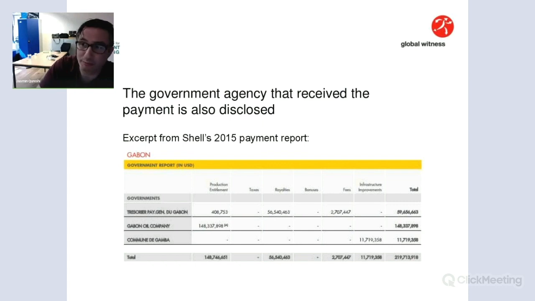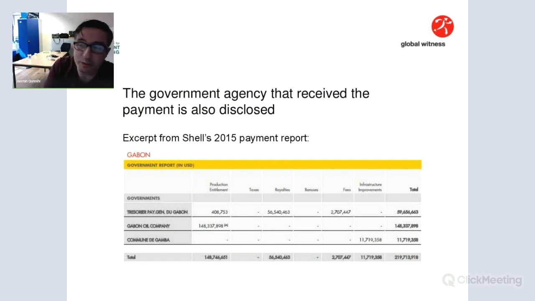If it's a government-owned company, then Shell will be required to disclose the payment. But one thing caught my eye about this part of the report: what's this commune de Gamba? I just wondered what that might be. We see a payment of almost $12 million going to the commune de Gamba. And again, it just took me a few minutes of internet research to look. This appears to be a kind of community-level trust.